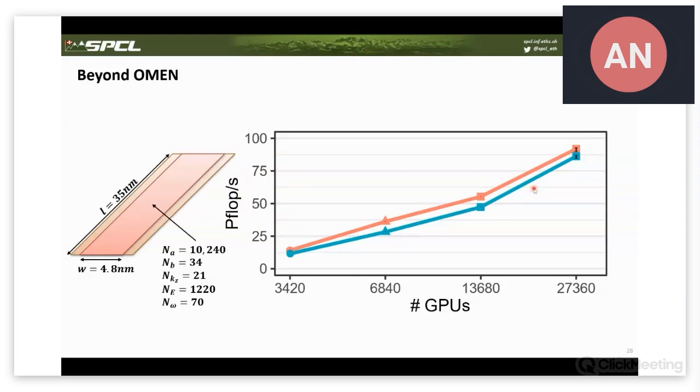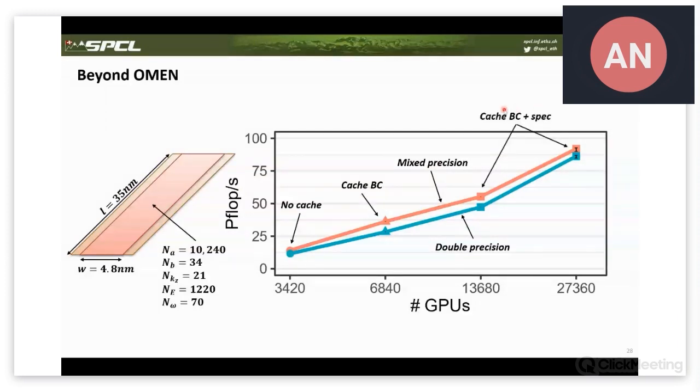In blue, it's using only double precision, while in red, we had this kernel that we talked about before in mixed precision, so we get a bit better performance. We also use different caching schemes here. For the lowest number of GPUs, we didn't have a lot of memory available, so we didn't cache anything. For the next point, we cached the boundary conditions, and for the last two data points, we cached both the boundary conditions and the specialized Hamiltonian.